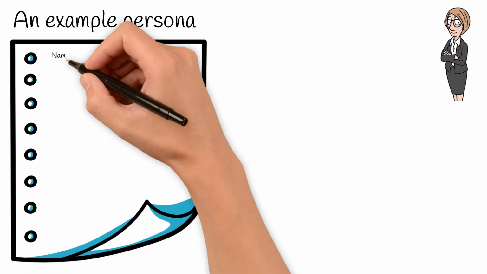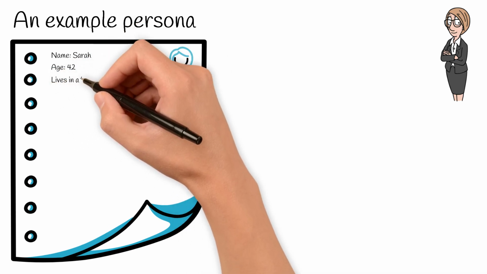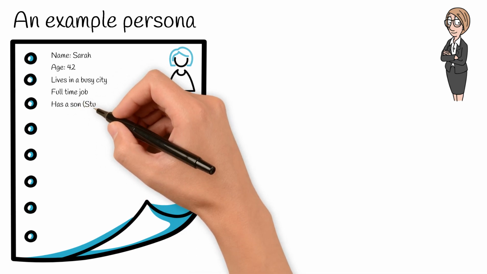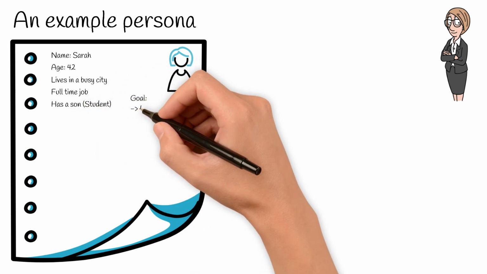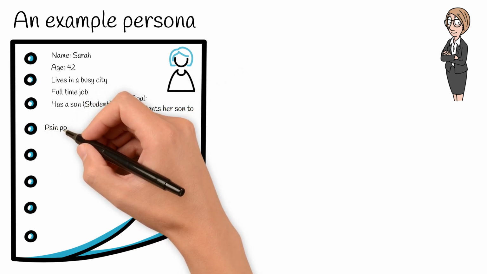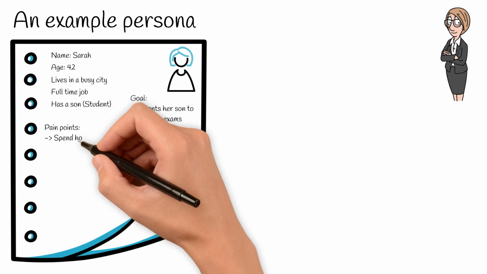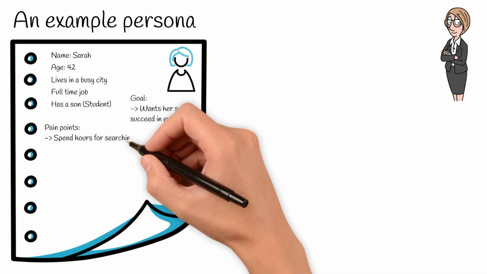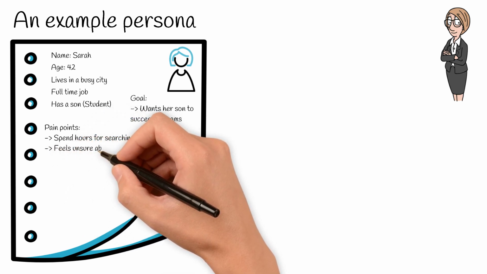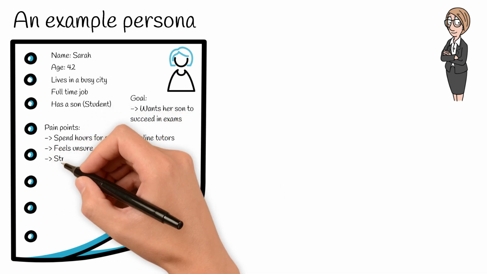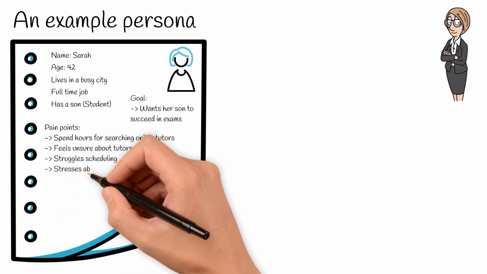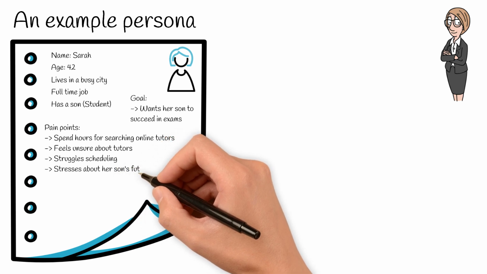Her name is Sarah. She is 42 years old and lives in a busy city. She works full time and has a son who is preparing for high school exams. Sarah's goal is simple. She wants her son to succeed in exams and feel confident, but she has several pain points. She spends hours searching online for reliable tutors. She feels unsure if tutors are truly qualified. She struggles to match tutoring schedules with her own busy work hours. She also feels stressed because she knows her son's future depends on good results.